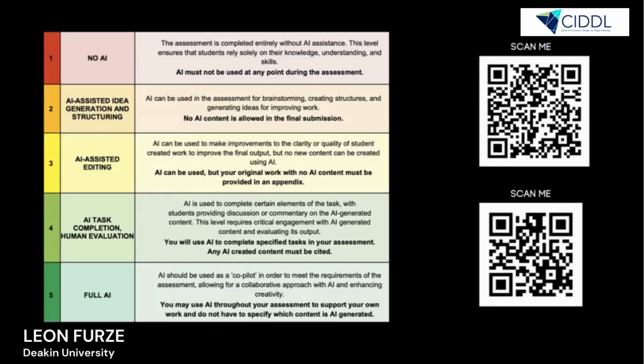Level 2 says we can use artificial intelligence for idea generation, structural work, maybe augmenting some brainstorming or using technologies such as voice memo and transcription to actually take verbal notes and organize things that way. But the final submission needs to have no artificial intelligence. Level 3 says that AI can be used in an editorial capacity, maybe for structural edits, language edits, so technologies like Grammarly and so on.